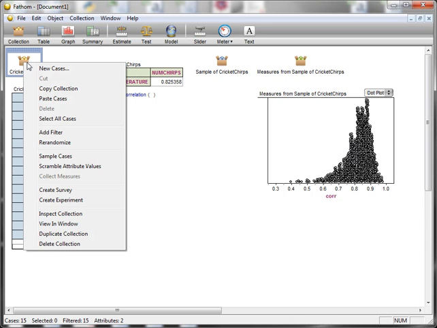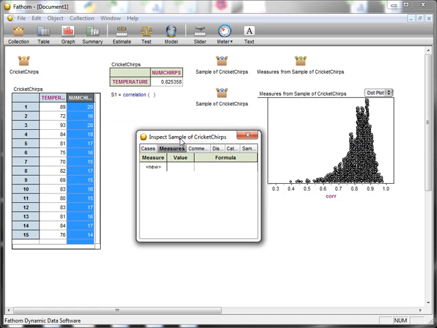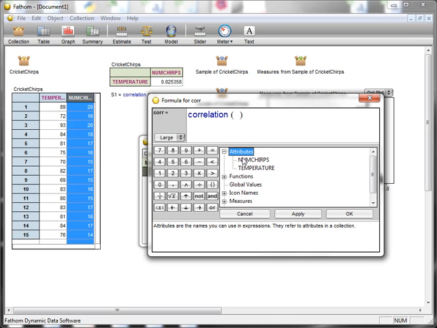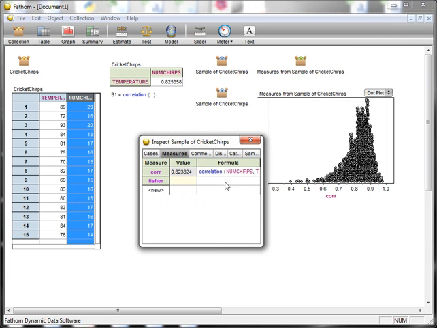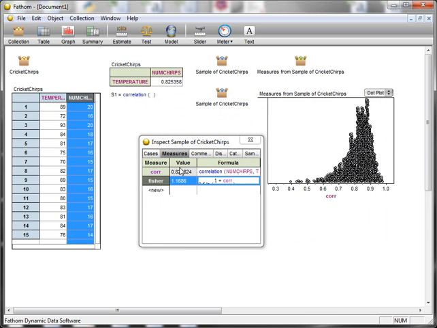What I'm going to do is sample with replacement again, just as before, but this time the measure I'm going to define is not just going to be the correlation, but the Fisher transformation of the correlation. So first I'll compute the correlation of the resample, and then I'll compute the Fisher transformation of that sample correlation. The Fisher transformation again is 0.5 times the natural logarithm of 1 plus the correlation divided by 1 minus the correlation. So this is the sample correlation, and this is the Fisher transformed sample correlation of a particular resample.